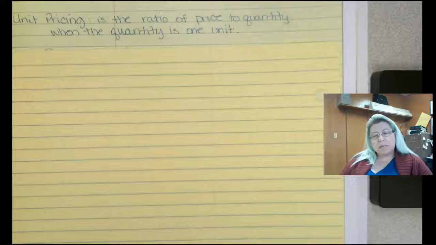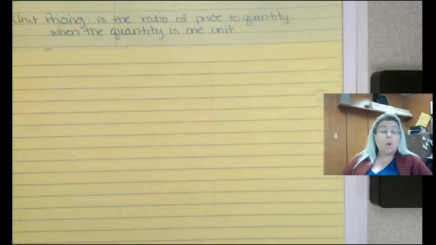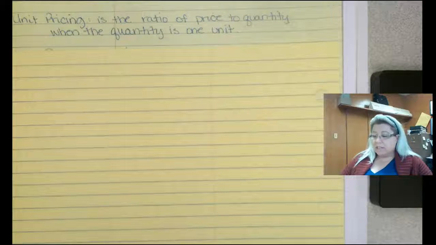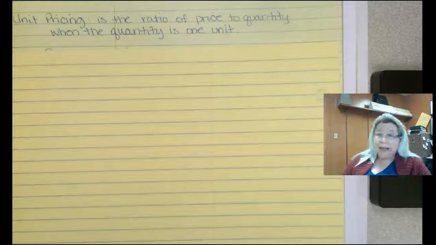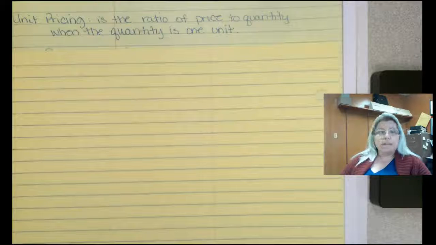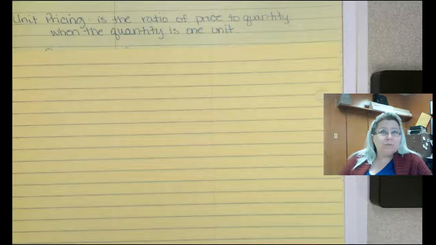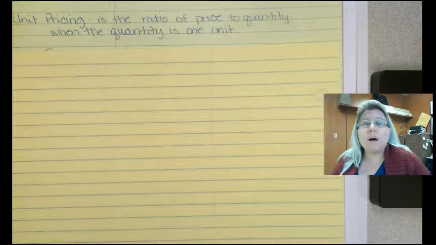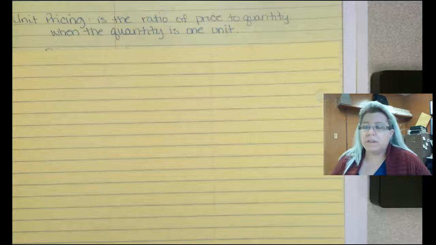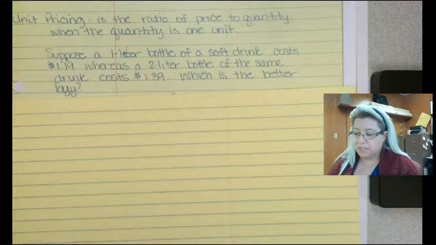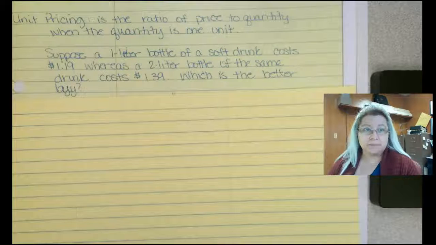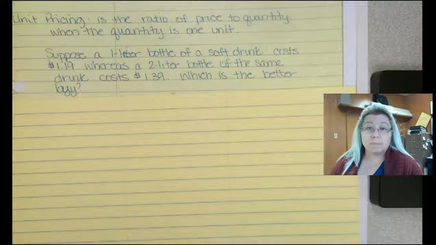Okay, let's go back to kind of the peanut butter question and go back to unit pricing. Unit pricing is just the ratio of price to the quantity. And we want to express that quantity as 1 unit. It could be 1 gallon, it could be 1 ounce, it could be 1 bag, it could be 1, I don't know, 1 ton. Any quantity that you have, you're going to get it down to one of those units. Suppose we have a 1 liter bottle of a soft drink, and it costs $1.19, whereas a 2 liter bottle of the same drink costs $1.39. Which is the better buy?